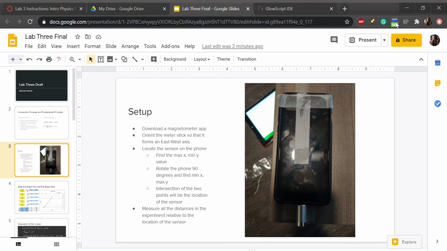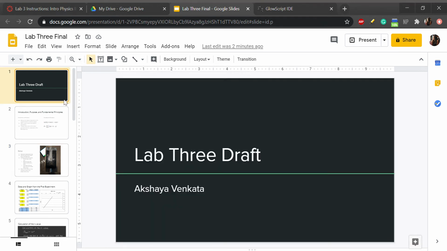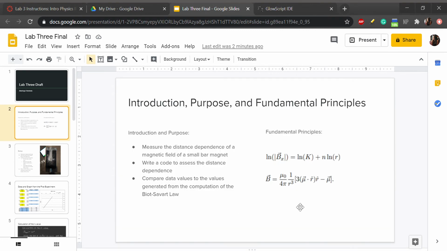Hi guys, this is my Lab 3 draft presentation, or final presentation. So the intro and purpose for this lab is to measure the distance dependence of the magnetic field of a small bar magnet, and then I'm going to write a code to assess this distance dependence and then compare the values I get from the code to the actual data values I get from my experiment. The relationships involved here are this law of natural logs and the Biot law for a bar magnet.